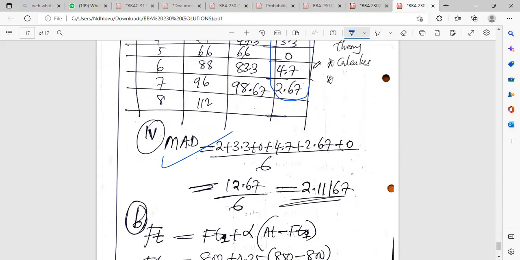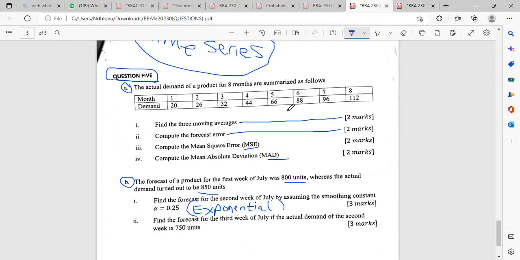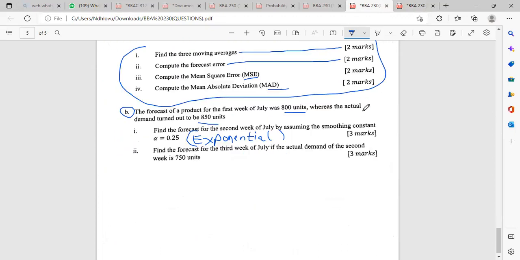Okay. Now let's get down to the last part of this paper so that you see thoroughly how these have been answered. The forecast of the product for the first week of July was 800 units, whereas the actual demand turned out to be 850.